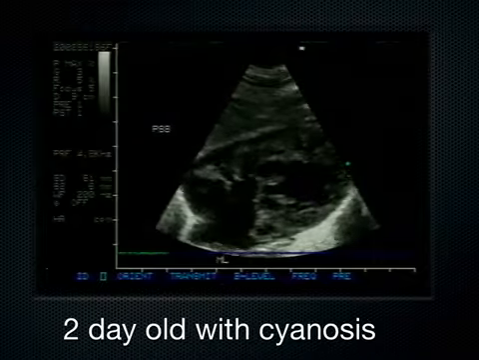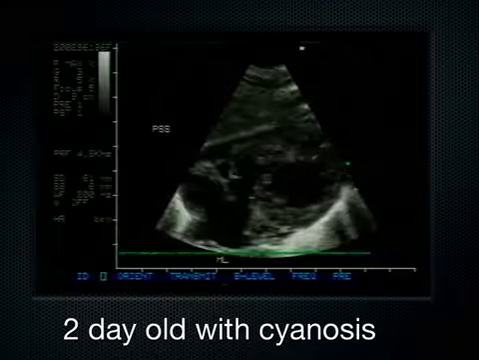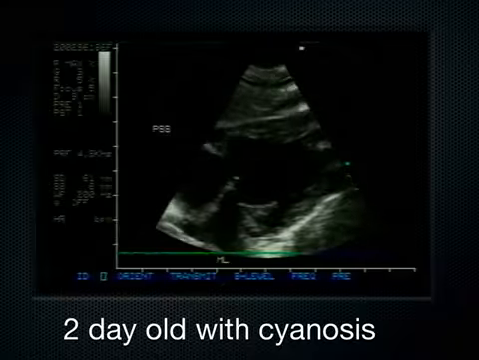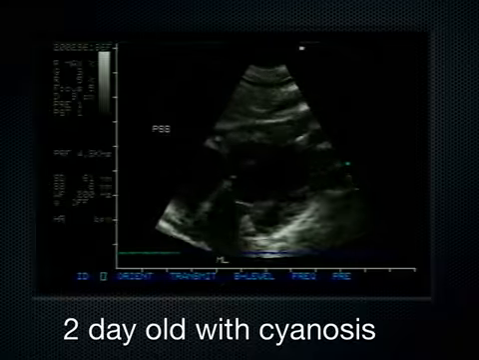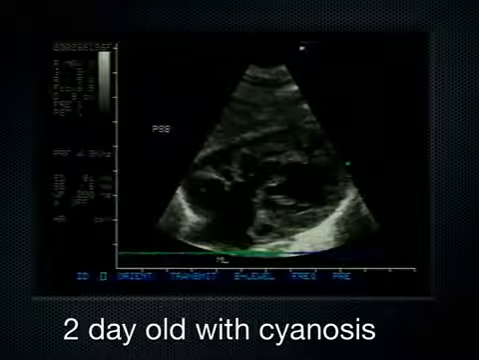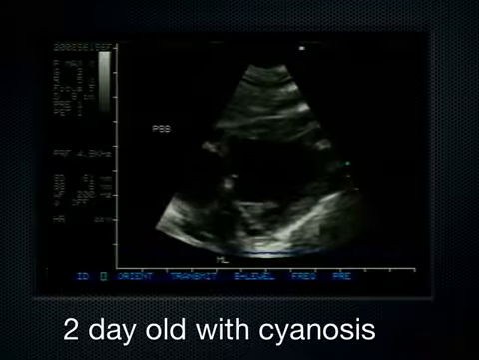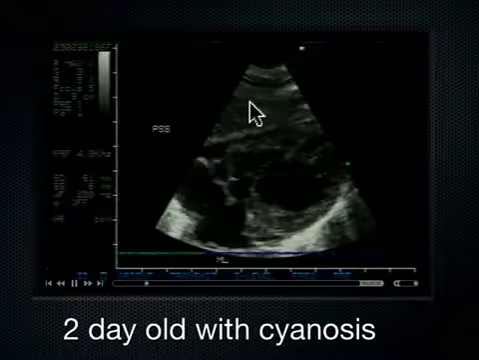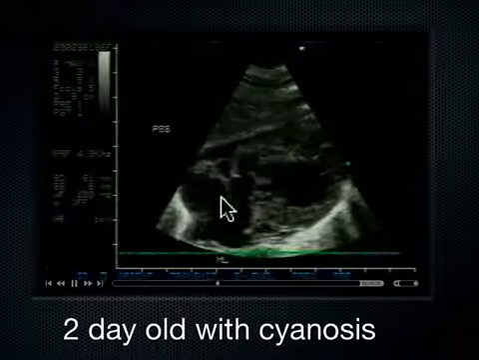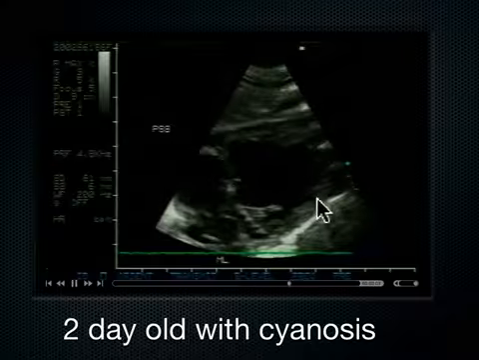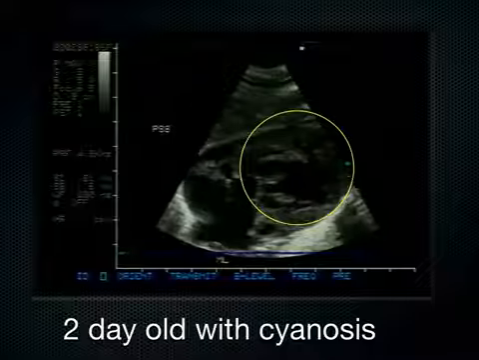Okay. This was a 2-day-old. They came in when I was doing my fellowship to Christ Hospital in Chicago. Came in with cyanosis. We did this subxiphoid view of the heart. This is the liver here. These are the atria. And this is the single ventricle.